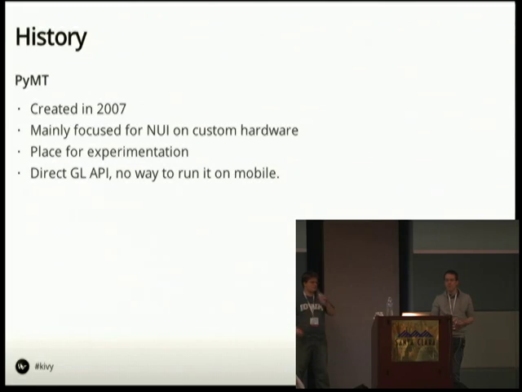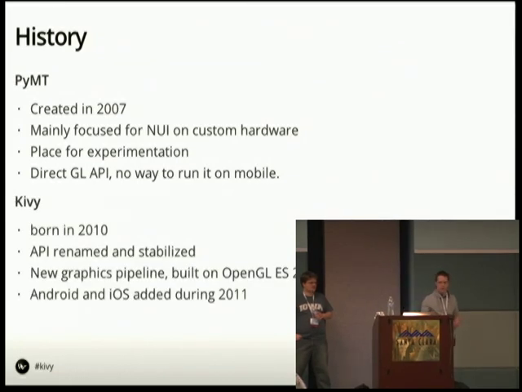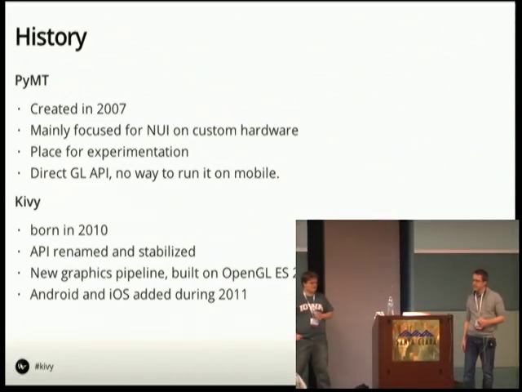And also we had a big issue: all the graphics part was using direct GL instructions. That way of doing things was not compatible with GLES2, so we could not run PyMT on mobile devices. So we redesigned all the graphics part and the API, we cleaned everything, and Kivy was born at UDS in 2010. So as I said, we renamed the API, we built new graphics, and during 2011, we added support for Android and iOS.